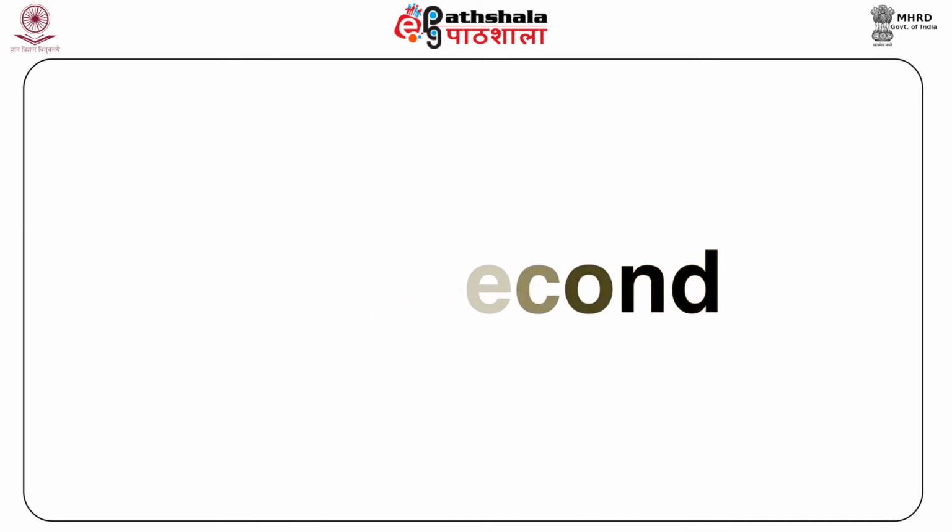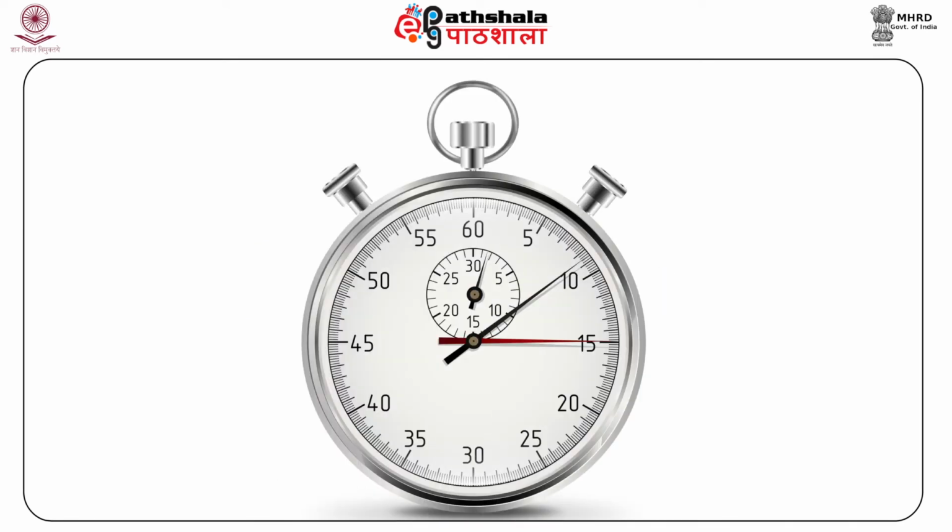Next is the second. It was originally defined as 1 by 86,400th of a mean solar day. It was redefined in 1967 as the duration of 9,192,631,770 periods of the radiation which corresponds to the transition between two hyperfine levels of the fundamental state of a cesium-133 atom.